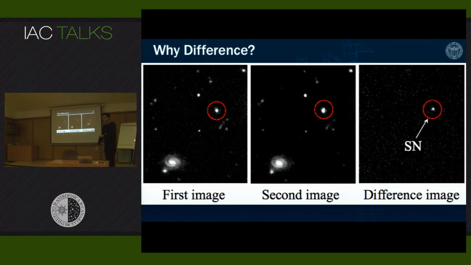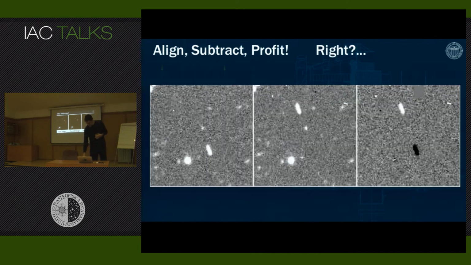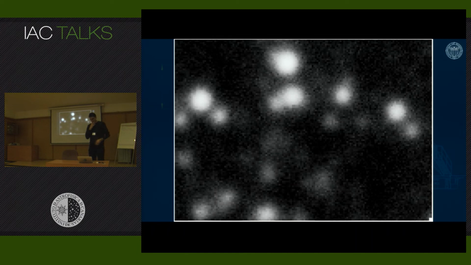If I zoom into one of those, here's a small galaxy, here's that same galaxy in the second image. You can kind of tell that something's changed. You can tell that there's a change in flux. But actually, when you subtract them, you find a nice point source right there, which is a supernova. Good. So we can align, subtract, profit. Everything is easy, right? Wrong.